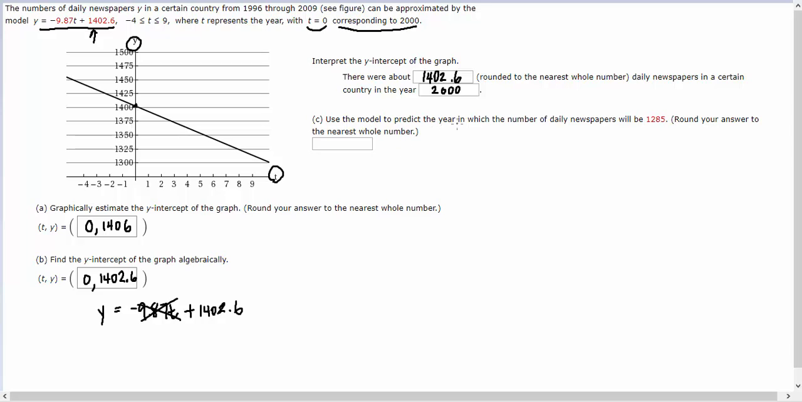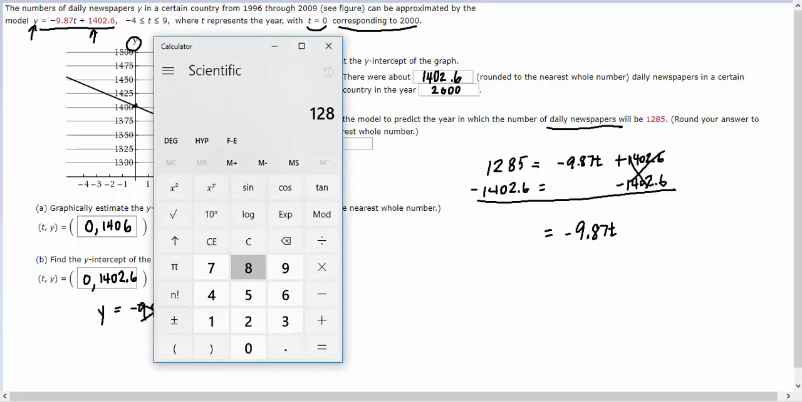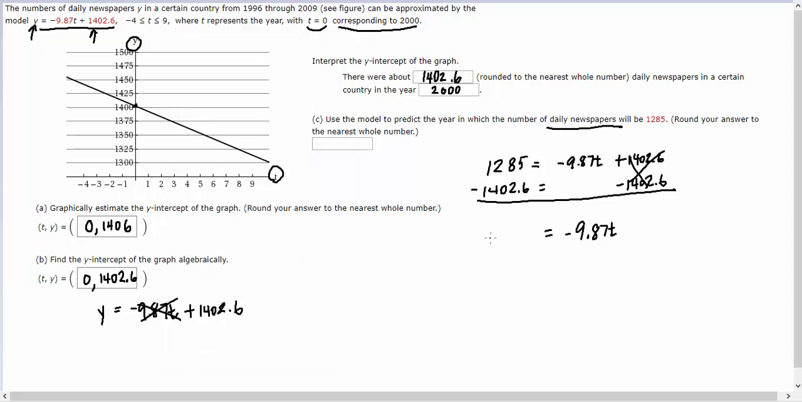Part C says use the model to predict the year in which the number of daily newspapers will be 1,285. So they're telling us the newspapers, and newspapers is this variable y. So we put 1,285 in for y, and we're going to solve for the time. So this is a pretty simple substitution here, and we'll do this algebra here. And so we get on the right hand side negative 9.87t, and on the left hand side, we do negative 117.6.